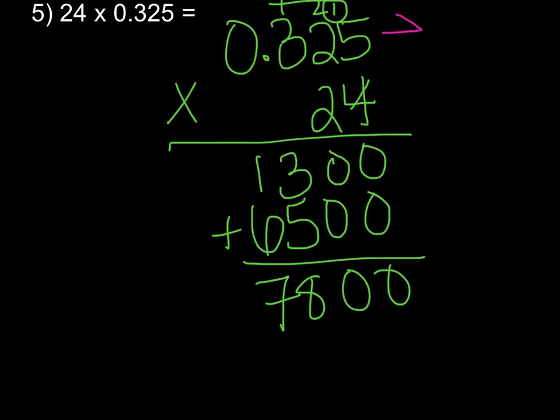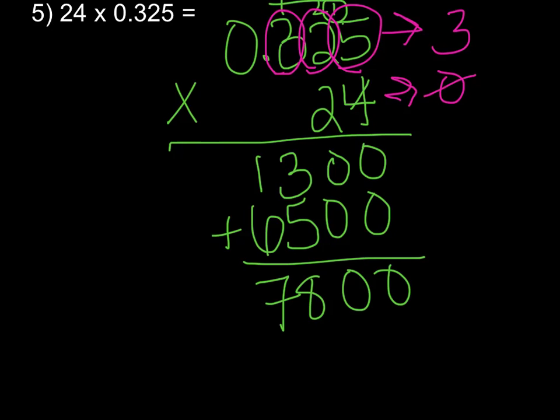In my first factor, 325 thousandths, I have 1, 2, 3 numbers in the decimal place values, and on 24 there are not any. So we have a total of 3. So 1, 2, 3. That makes your answer 7 and 8/10.